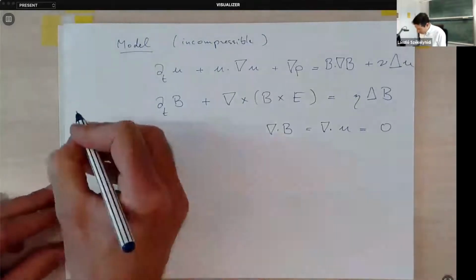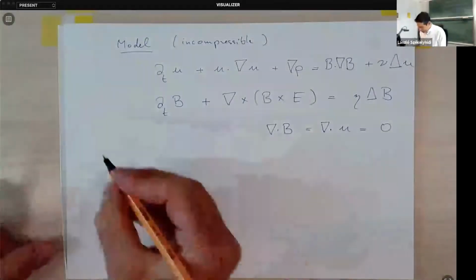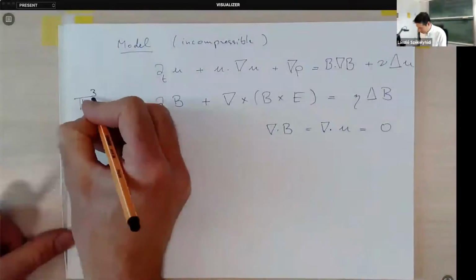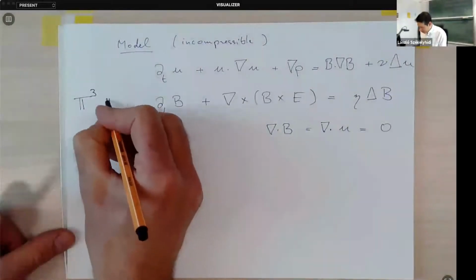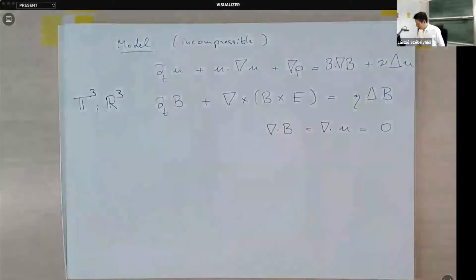So I will be concerned entirely with domains in R3, either the periodic case or R3 itself, but no boundary, just for simplicity, and because there are certain effects in non-simply connected domains or domains with boundary that I don't want to mention. So just to walk you through briefly this model.